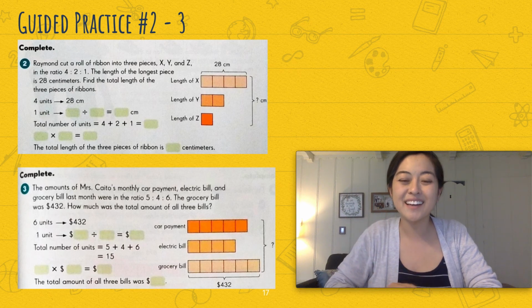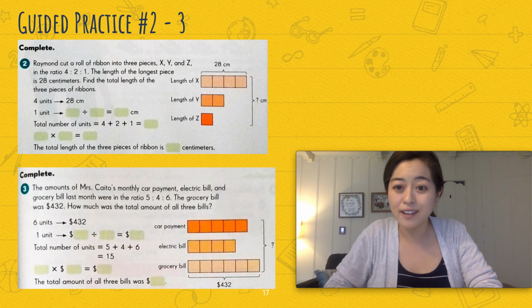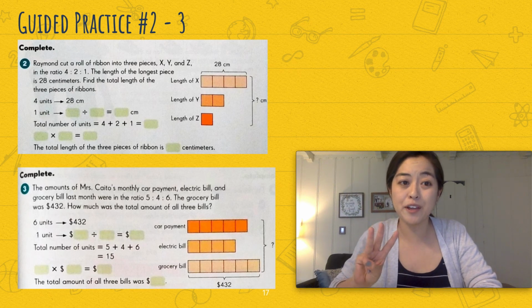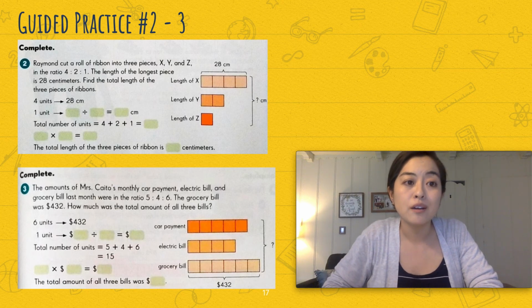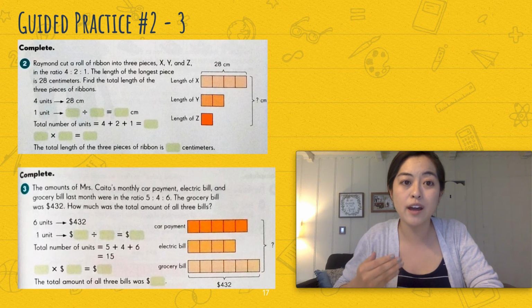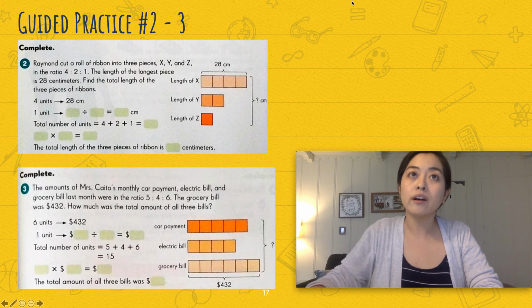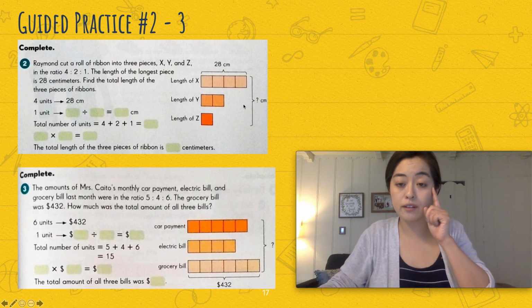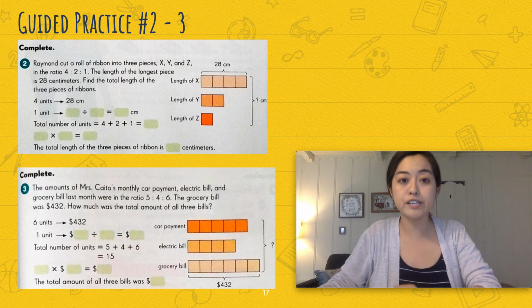Hi again. All right. Let's go over our answers for numbers 2 and 3. Let's start with 2. Raymond cut a roll of ribbon into 3 pieces, X, Y, and Z, in the ratio of 4 to 2 to 1. The length of the longest piece is 28 centimeters. Find the total length of the 3 pieces of ribbon. Oh, I like the model that they drew for us over here so we can visualize the information.